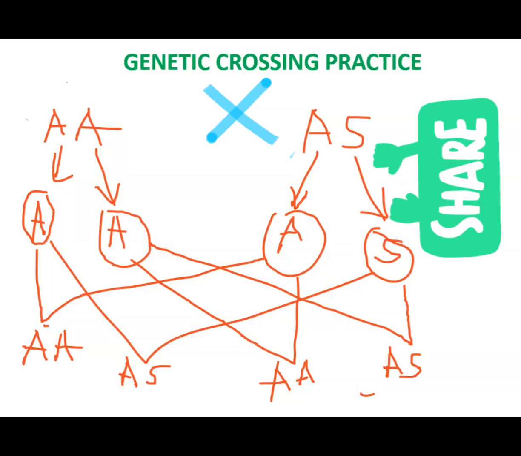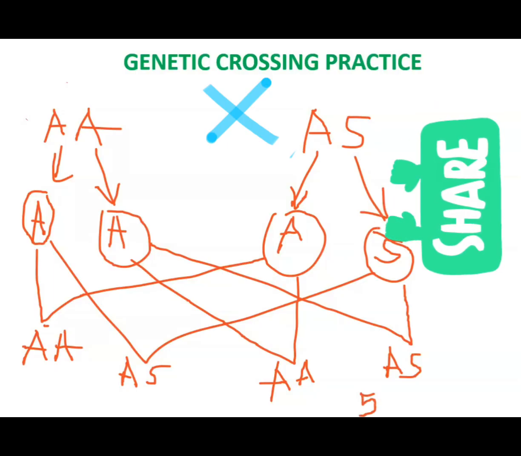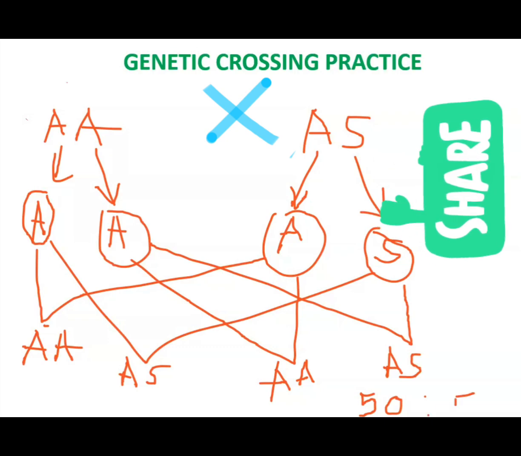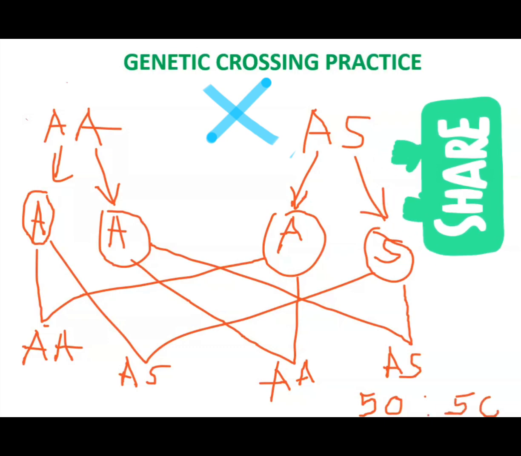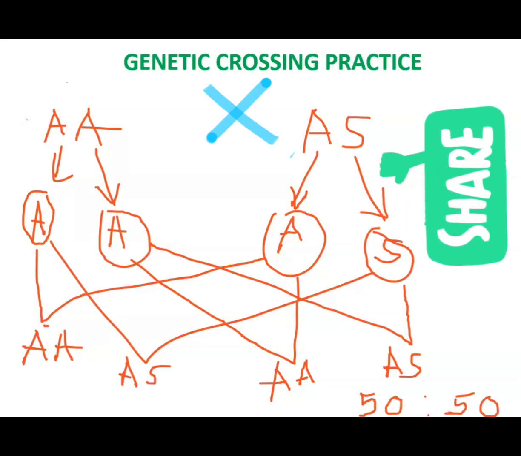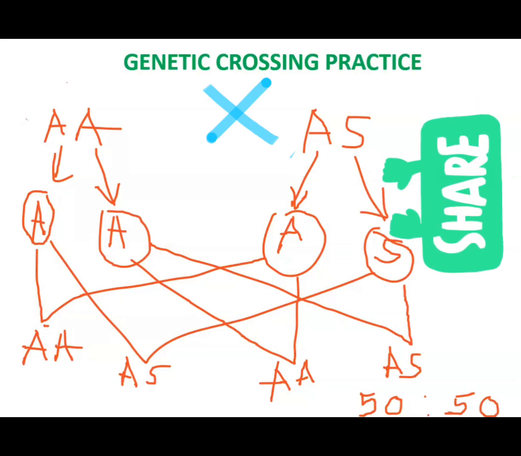So if you want to put it in a ratio form, we have a 50-50 chance of getting 2 normal children and 2 carrier children in this case. So 50-50 as the case may be. So did you get this? Write this down in your biology note and we do the next crossing.